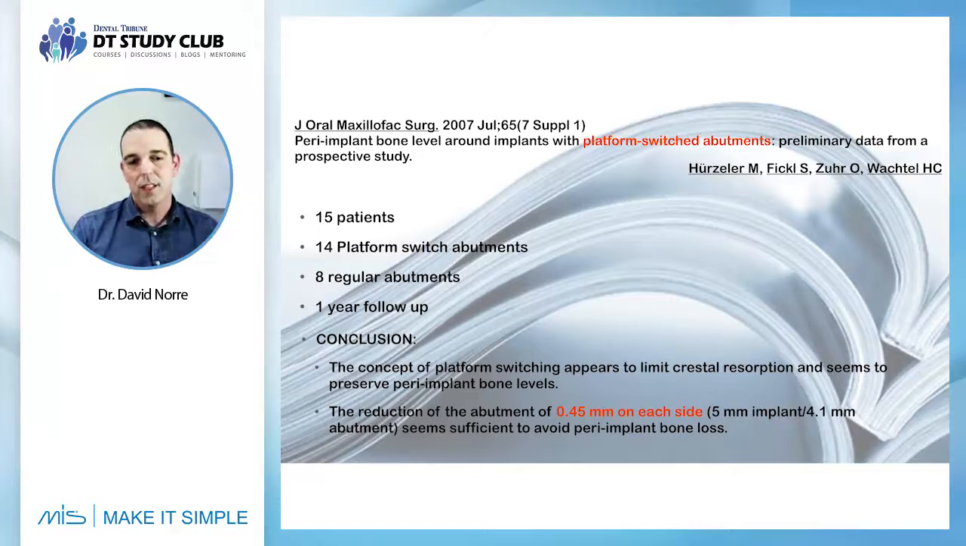Ruzeler did a study, and what did he see? If you have a difference of 0.435 millimeters on both sides, it means an implant of 5 millimeters with an abutment of 4.1 millimeters, you have the best, or less, bone loss than with smaller ones. So he said, okay, you need 0.45 millimeters for each.